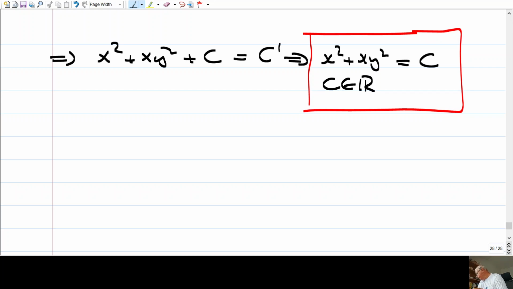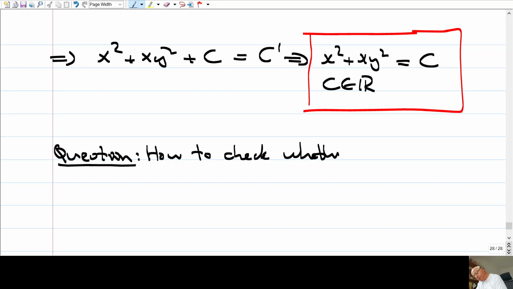Now we have a criterion to check whether an equation is exact or not, right? If it is exact, then life is easy, but otherwise things might be difficult. So the question is how to check whether an equation is exact or not.